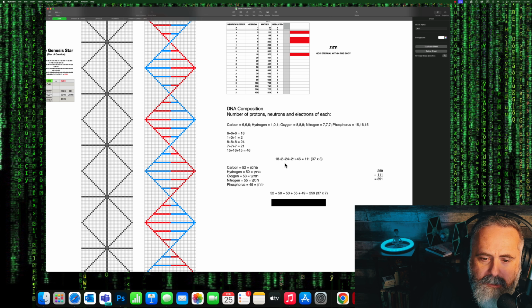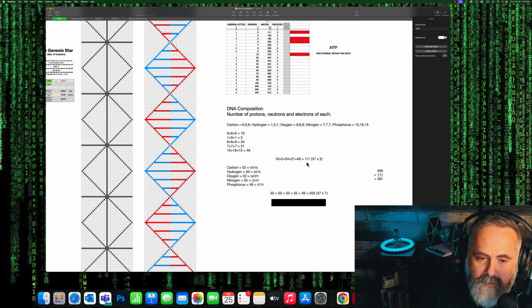Now, here's what's interesting. If we take 18 plus 2 plus 24 plus 21 plus 46, we get 111. And 111 is the equivalent of 37 times 3. The reason I'm showing you that is because of this 3-7 connection, this 37. It shows up time and time again.